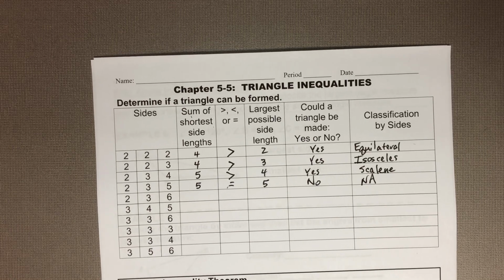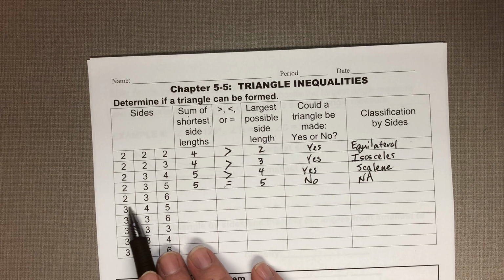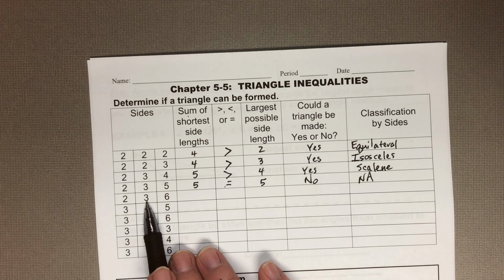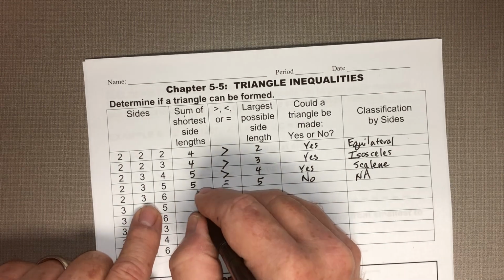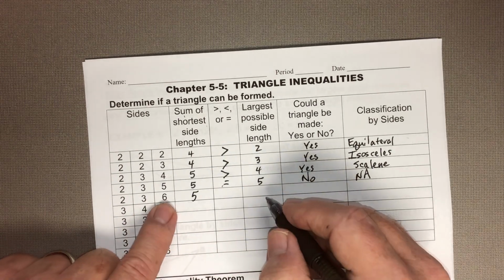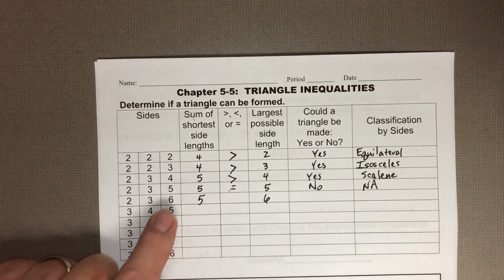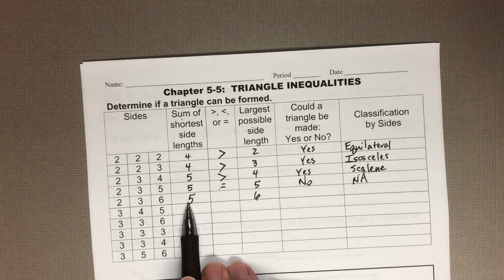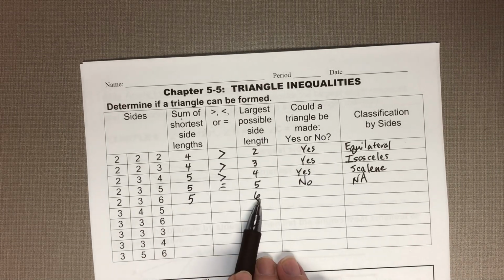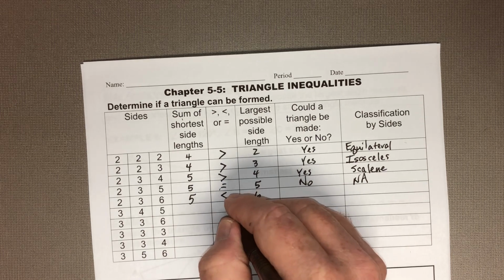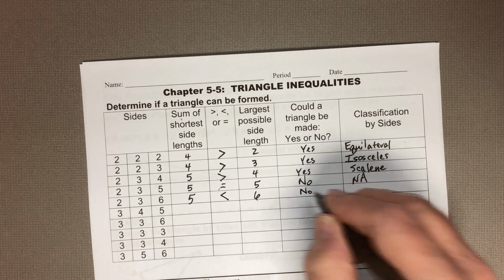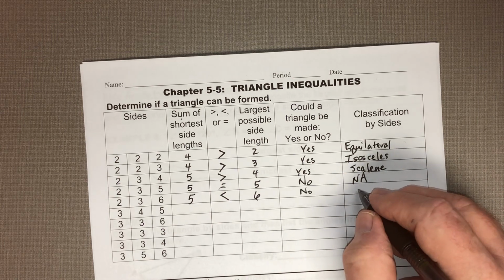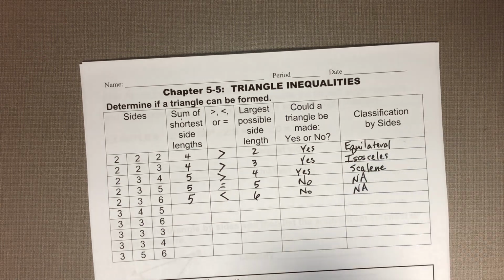which means we're going to put NA, or not applicable. Let's take the two shortest sides of the lengths 2, 3, and 6, add the two shortest sides, 2 plus 3 to get 5, and compare that with the longest possible side length, 6. Is 5, that sum of those two sides, greater than this? The answer is no, it's actually less. So can you form that triangle? The answer is, of course, no. And if you can't form it, then you can't classify it either.